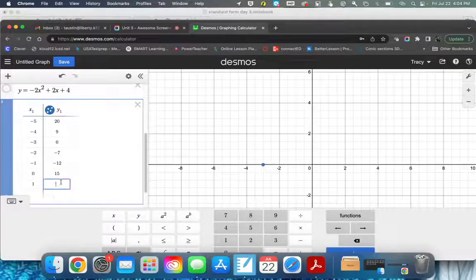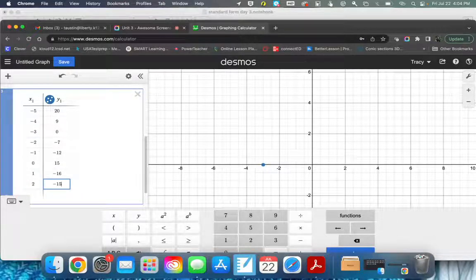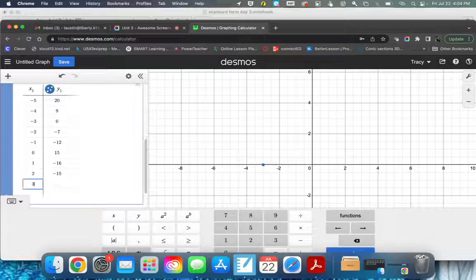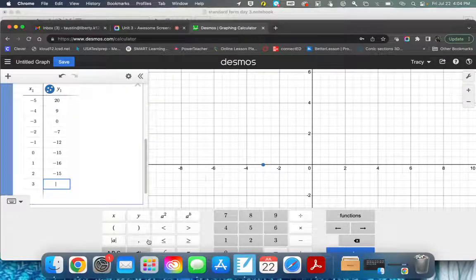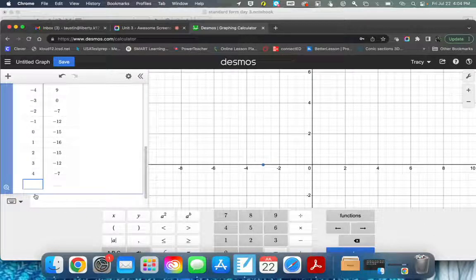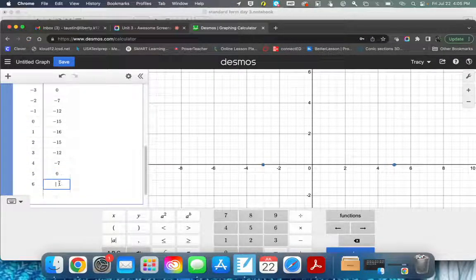So 1, -16, and 2, -15. Okay, and then the next one should be, because remember, these are symmetric, and that's supposed to be a -15 on the 0. So the next one should be 3, -12, and it is. Okay, so 3, -12, and then 4, -7, and then 5, 0, and then 6, 9.